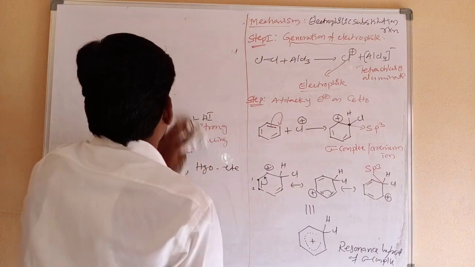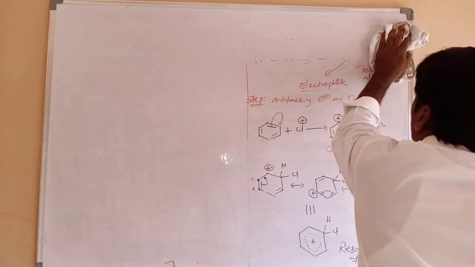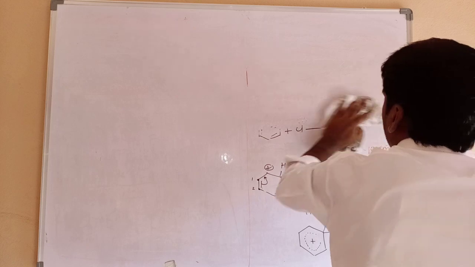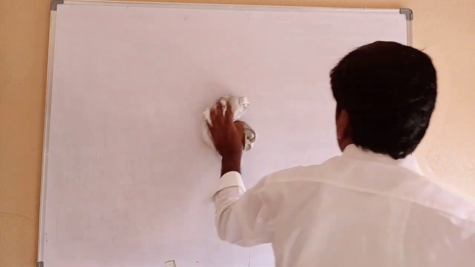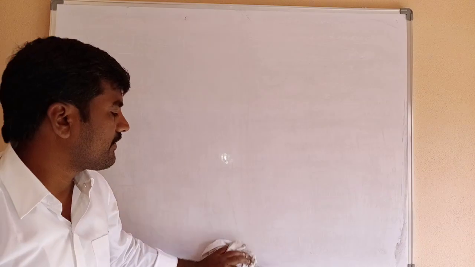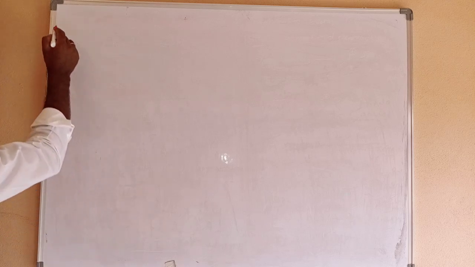Next preparation method, decarboxylation of sodium salt of chlorobenzoic acid. What is decarboxylation? When the sodium salt or potassium salt of carboxylic acids is heated with soda lime, what is soda lime? Sodium hydroxide plus calcium oxide, it forms alkanes or aromatic compounds.